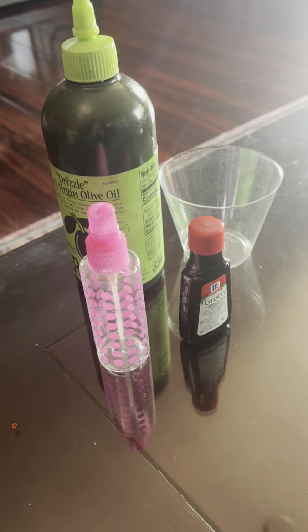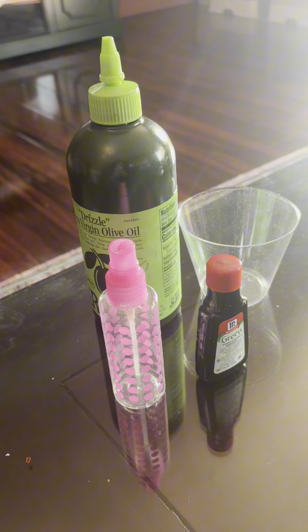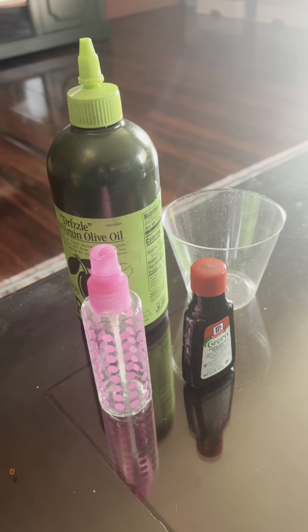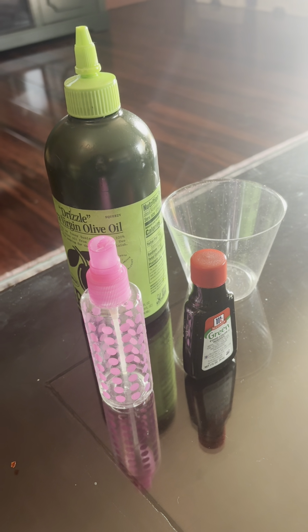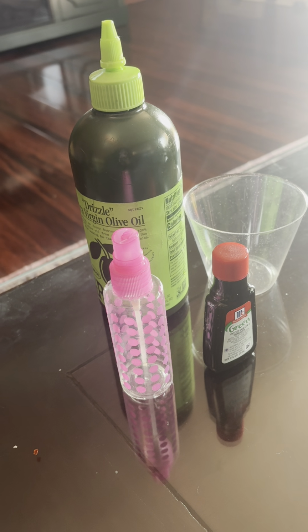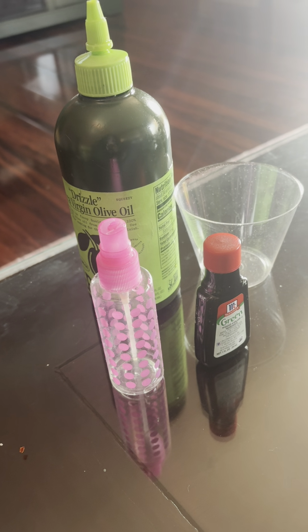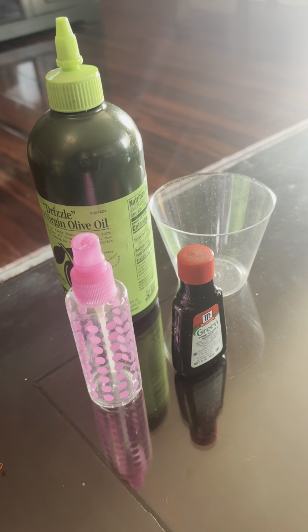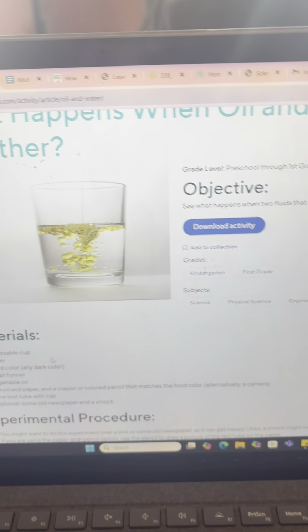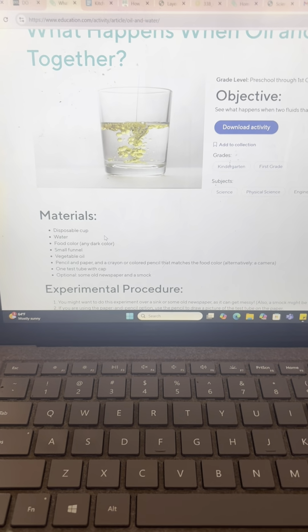Okay, so for this experiment, I'm going to do what happens when you mix oil and water. The objective is to see what happens when two fluids that have different densities come together. So for this one, it's oil and water. You can see from the website, yay!